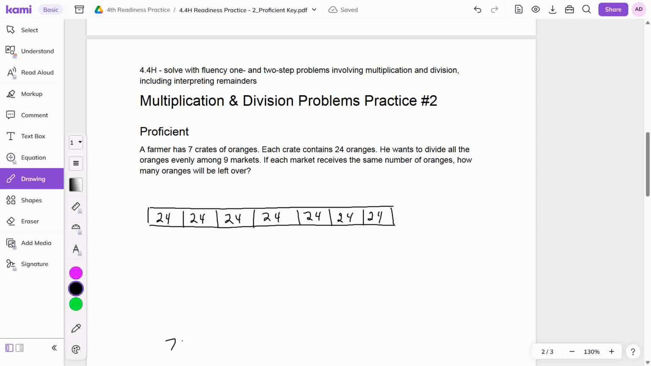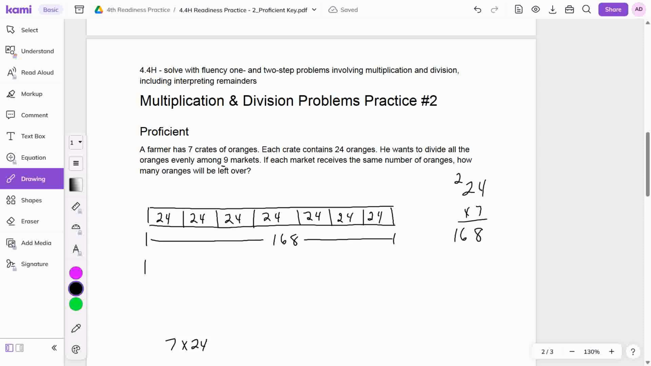So we can say 7 times 24. I don't have that fact memorized, so let's go ahead and multiply. 7 times 4 is going to be 28. And then 7 times 2 is 14. Add that 2 is 16. 168. Okay, so we'll say I've got 168 so far. So I've got my 168 oranges, and I want to divide them evenly among 9 markets. So if each market receives the same number, how many oranges will be left over?